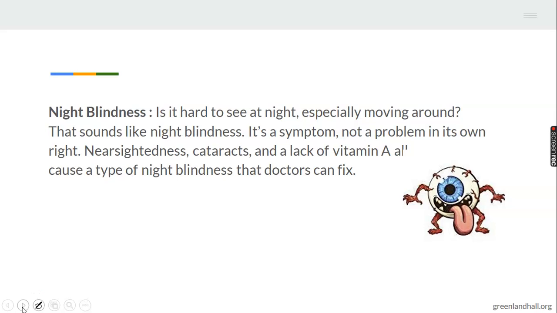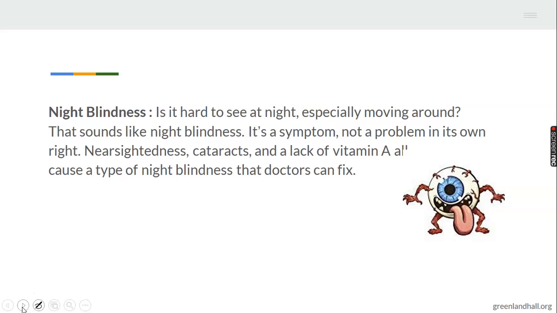Other eye defects: night blindness. It is hard to see at night. When it is hard to see at night, especially moving around, if you have that experience, you should know that, hey, it's possible you have this defect, night blindness. Not really night, but you can't navigate, you can't go through. It sounds like, oh, that's night blindness. It's a symptom, not a problem on its own, okay?